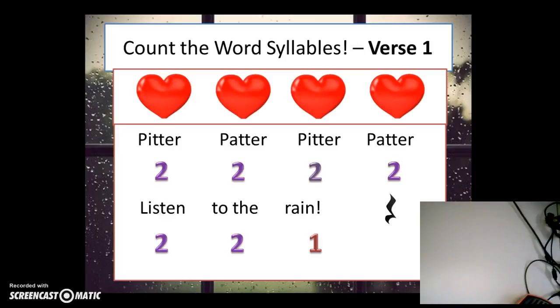And as I mentioned before, we're going to be working with separate verses. So this is going to be verse 1. Clap along with verse 1. Verse 1 sounds like this. You're clapping the words. Pitter, patter, listen to the rain. Rest. So just clap those words for me while we play. Here we go.